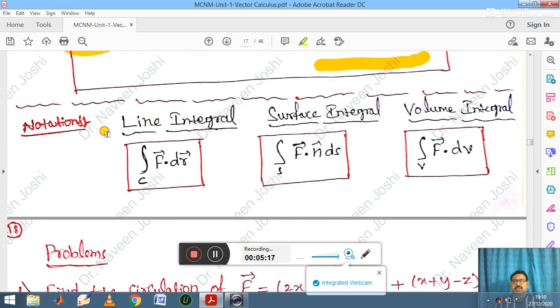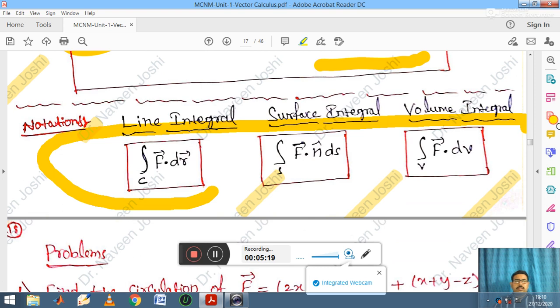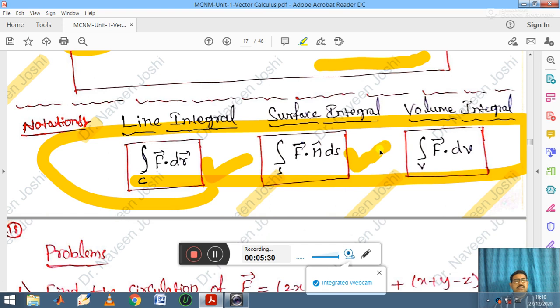Then quickly let us revise the notation of all these three integrals. The line integral is denoted by f dot dr. Okay, f is the given vector point function, r is the position vector, and the surface integral notation is f dot n.